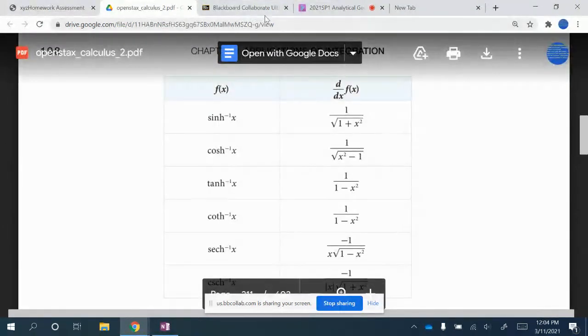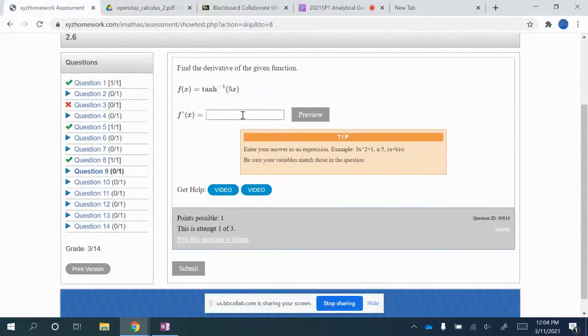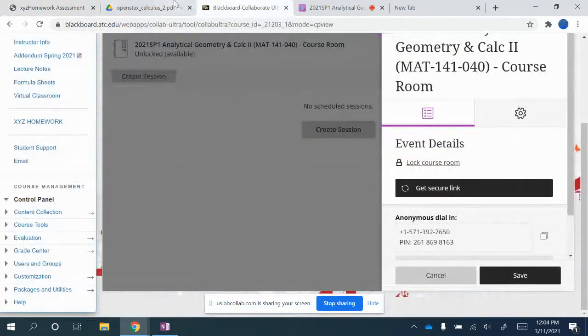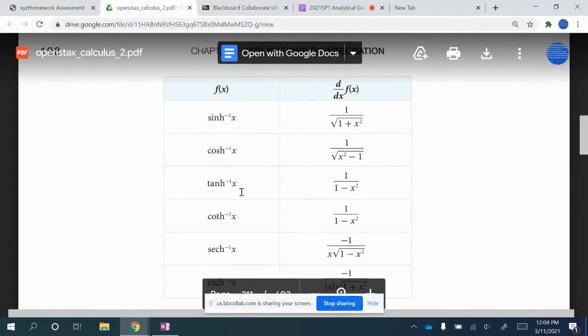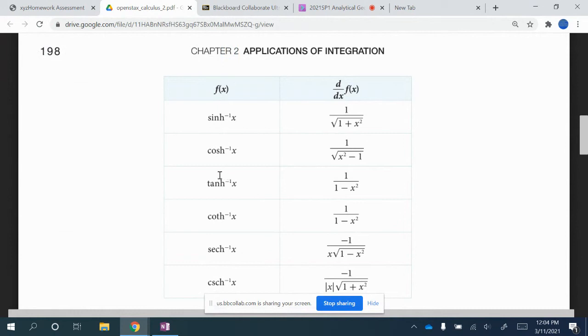Okay. So notice in our problem, we were asked to find a derivative for an inverse hyperbolic tangent. So this is the formula we would use. The derivative for the inverse of hyperbolic tangent is 1 divided by 1 minus x squared. So we would simply substitute our value for x into the formula.